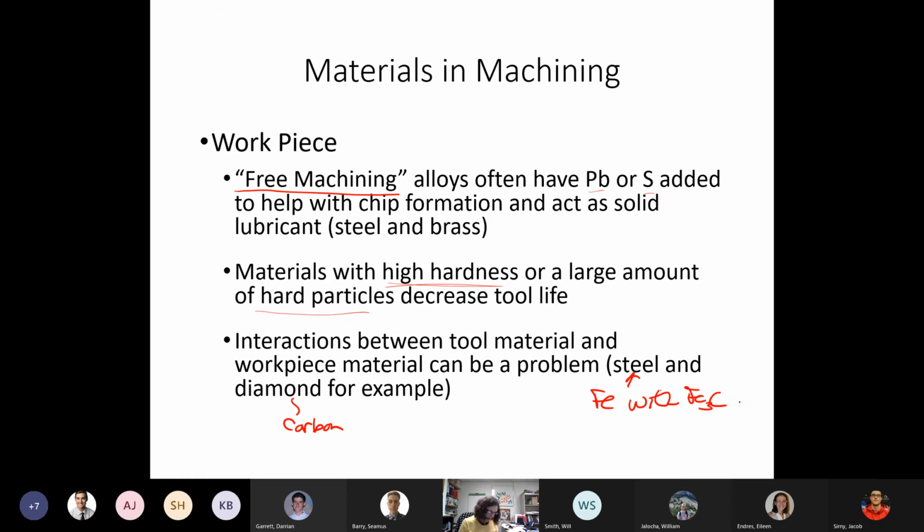If we think about it, diamond is carbon and steel is iron, with iron carbide. And so what we see is that if we machine steel with diamond, especially at high temperatures, you can actually form an iron carbide layer on the diamond, and then you're essentially cutting with iron carbide, not the hardness of the diamond. So that's just one. There are some other ones that are involved as well. This is the one that's probably the easiest for us to understand.